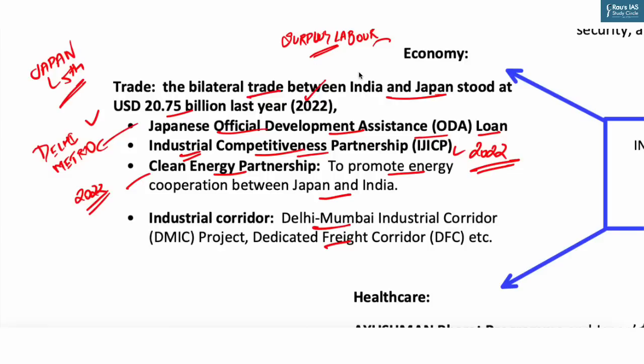And for this, India and Japan signed an MOU on specified skilled workers to promote movement of skilled workers and Japanese language requirement from India to Japan for employment on a contractual basis. Now, let's see important engagements related to science and technology.